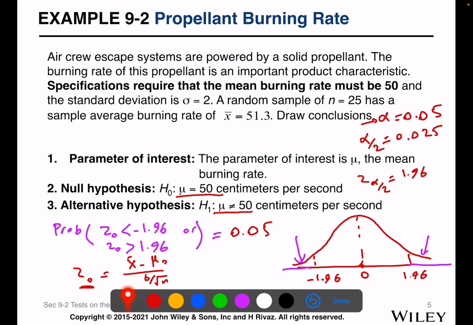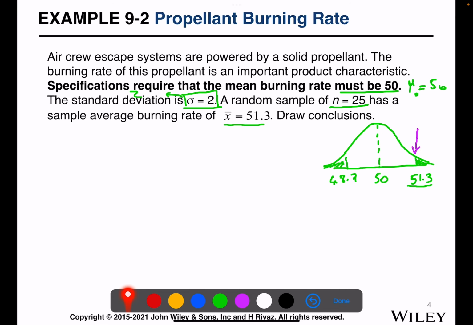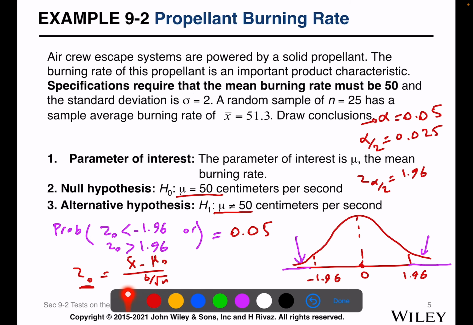So if I go forward, the question says that our sigma is this, our n is this, our mu is this, and our x bar is this, right? But it doesn't give us what the type 1 error or alpha is, right? The convention is that whenever alpha is not given, you have to assume it's 0.05. So here, because alpha is not given, we immediately say that alpha is 0.05.